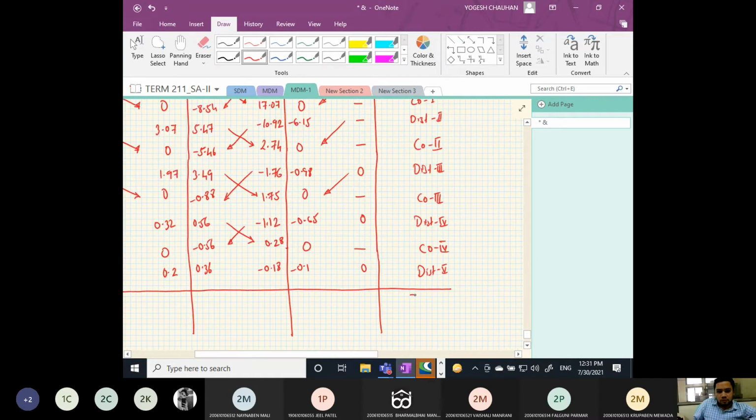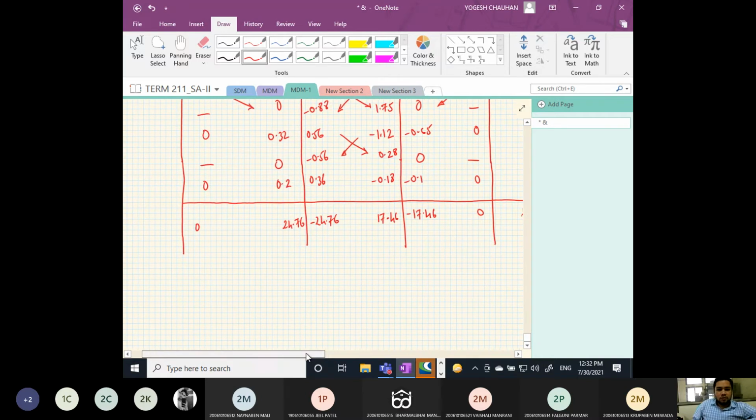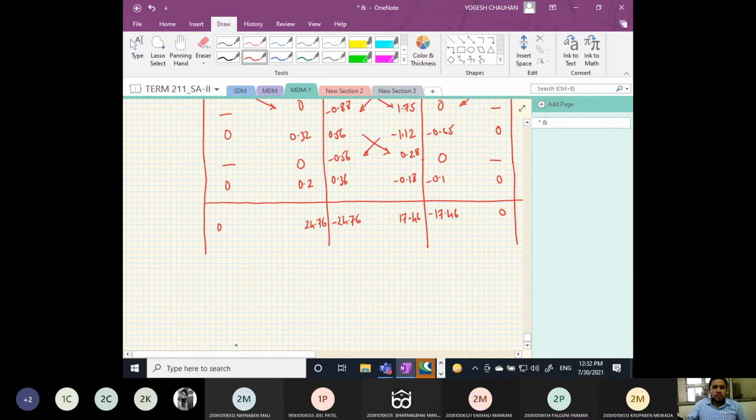The final moments: zero here, minus 17.46 here, 17.46 here, minus 24.76, 24.76 and 0. Okay, so these are the final moments. So this is the first step of non-sway analysis.